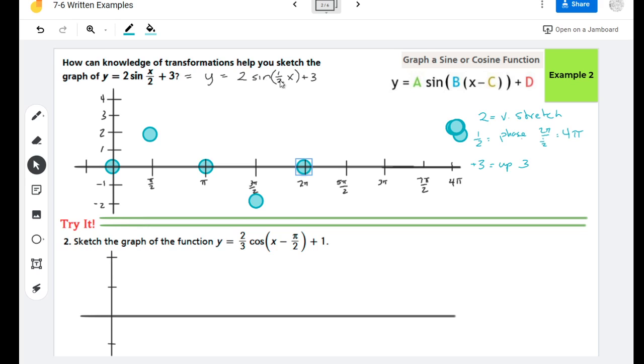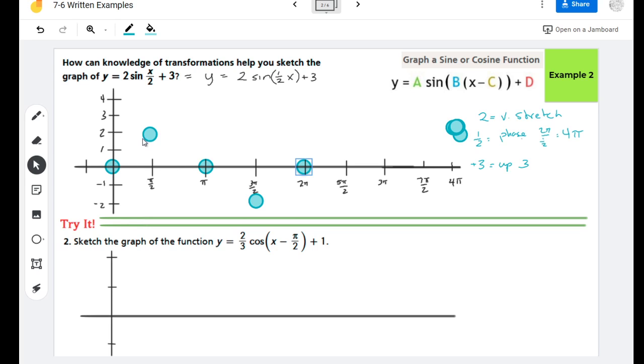Alrighty, so now we get to the 1/2. Now the 1/2 is a phase shift. I'm sorry, Lord help me, is a horizontal stretch. Okay, feels a little backwards too, doesn't it? It's because it's in that grouping symbol. So it's changing our phase to being 4 pi instead of 2 pi. So what we need to do is double the distance of each of these points from the y-axis.